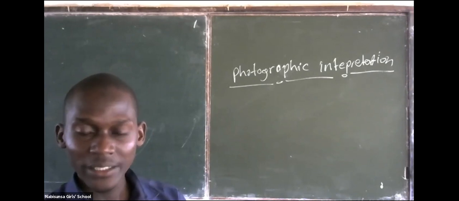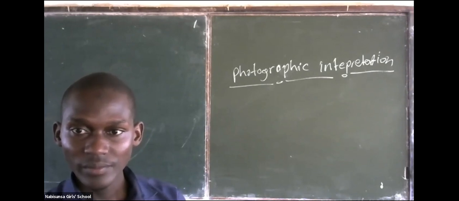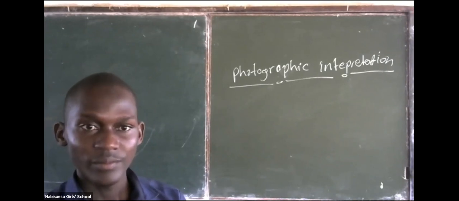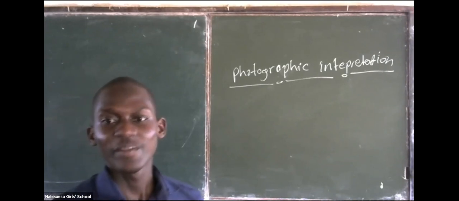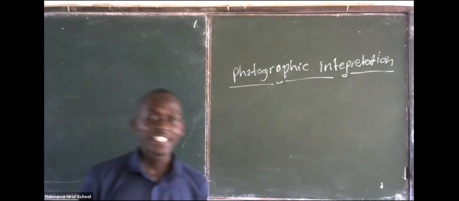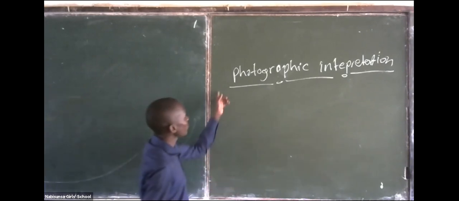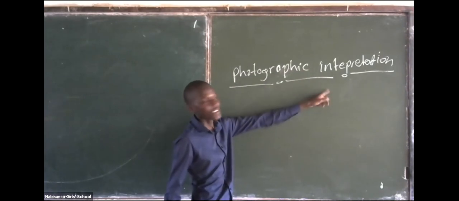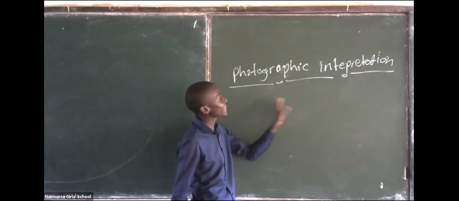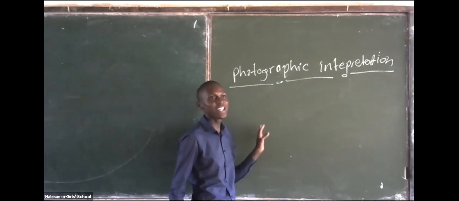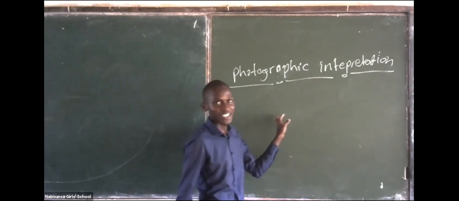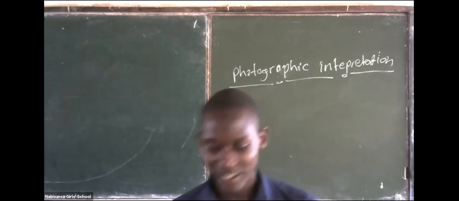Okay, Bukenya Alia. To me, photographic interpretation is like analyzing a picture and you see what information you can get from it. What do you understand from it? Yeah, thank you, Alia. So when the question is talking about photographic interpretation, it means we are looking at photos and we interpret the information on that photo. Am I clear? Do you get what I'm trying to say?